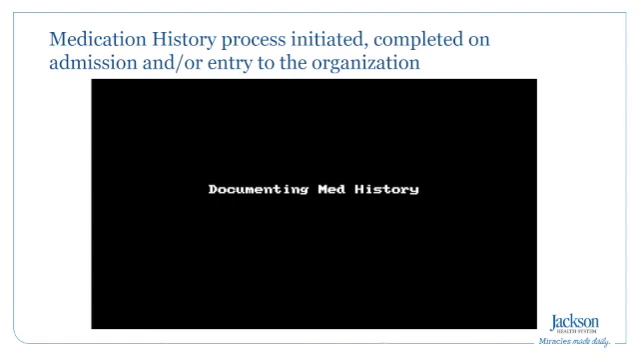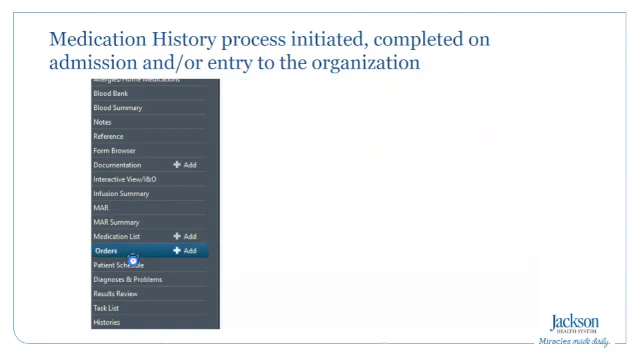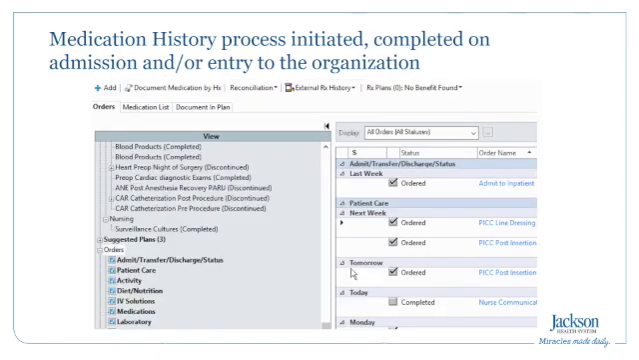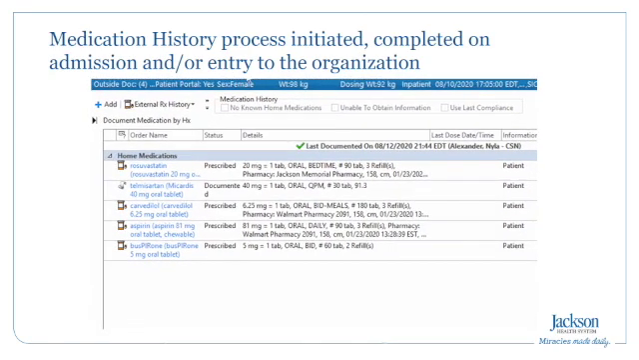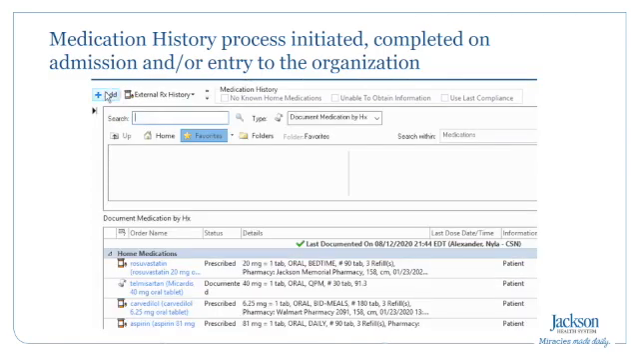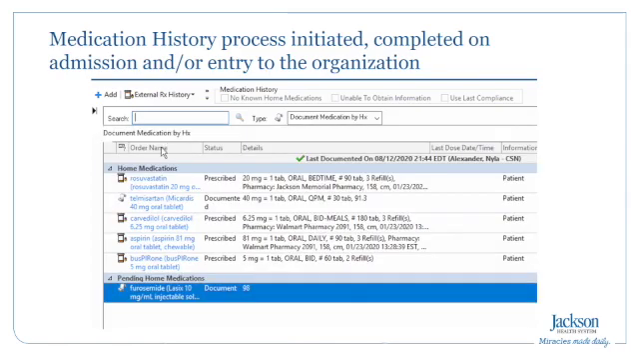Documenting your medication history. First, you're going to go to your main menu, go back to orders, and then click on the tab that says document medication by history. Once here, if you're able to get the medication history from your patient, you're just going to click on the button that says add and search the medication that they tell you they've been on. You could just place the name, and then it'll have a drop-down list regarding dose and route.